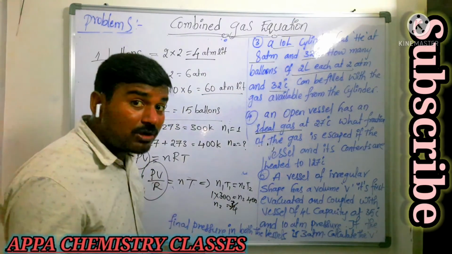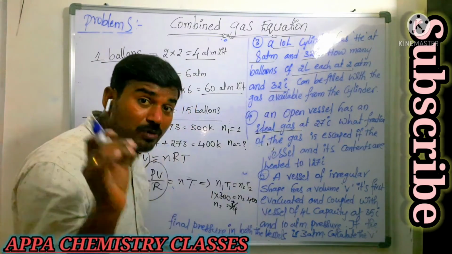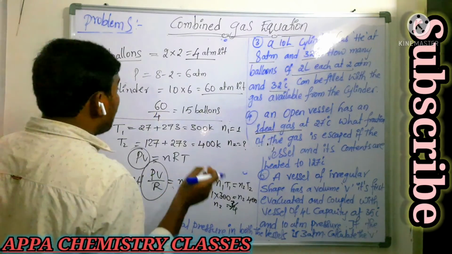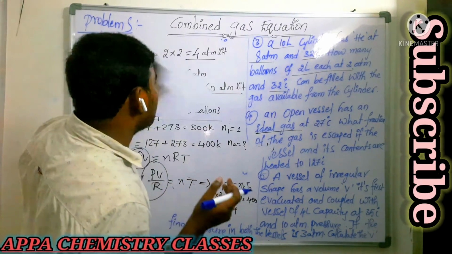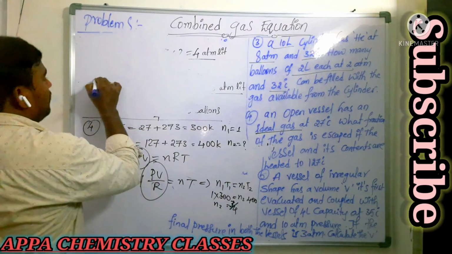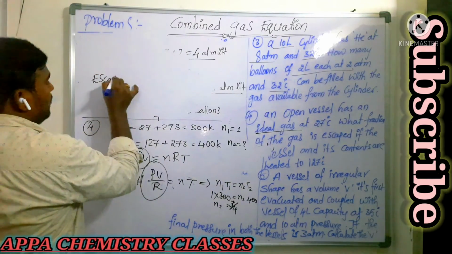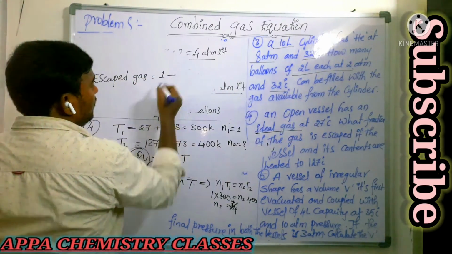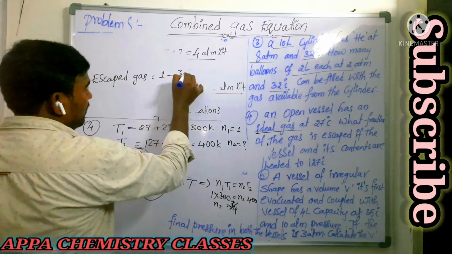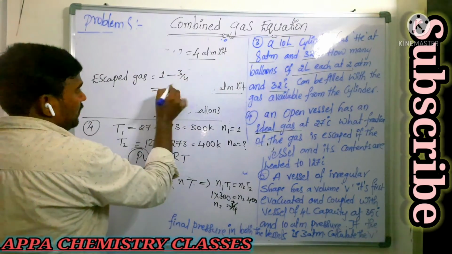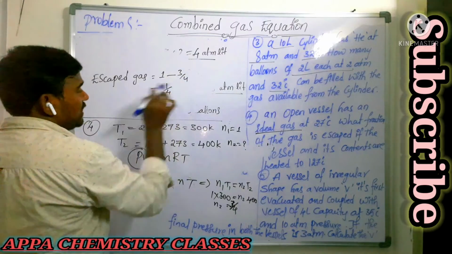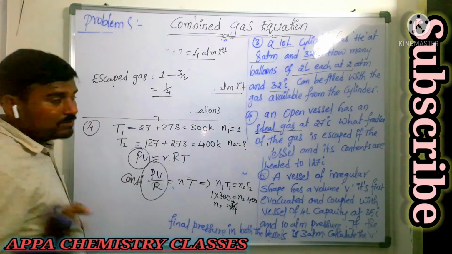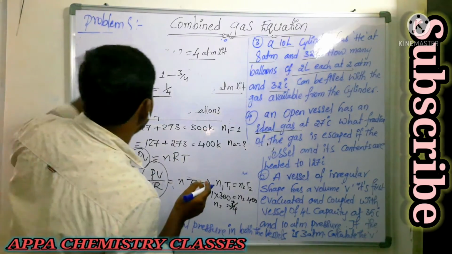It is the final number of moles when the vessel is heated to 127 degrees Celsius. If that is the final number of moles, then how many moles of gas escaped from the vessel? Escaped gas will be the initial amount, whatever we are taking, minus what is left over, that is 3 by 4. So 1 minus 3 by 4 is 1 by 4. This is the escaped gas. Is that clear?